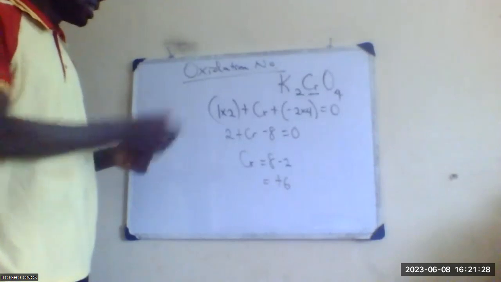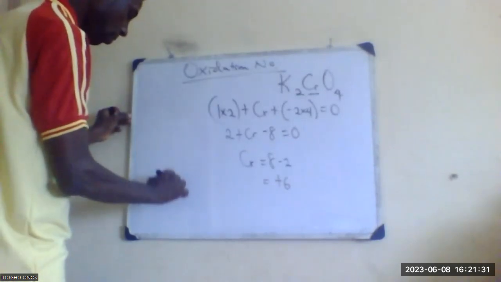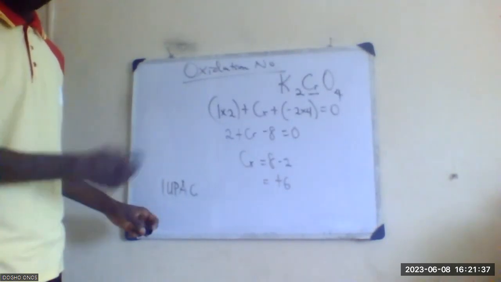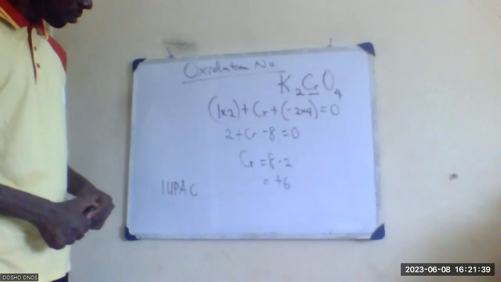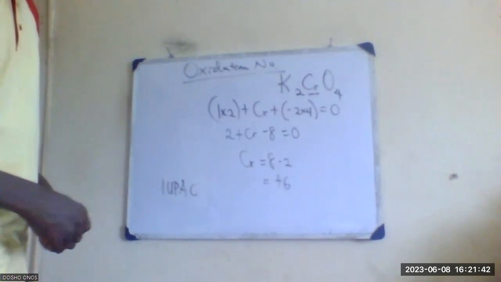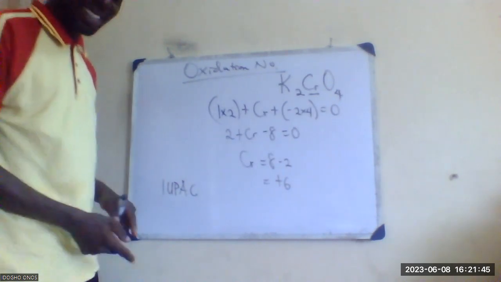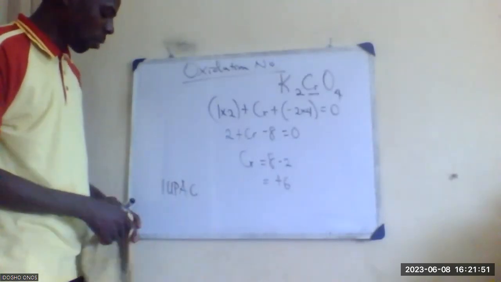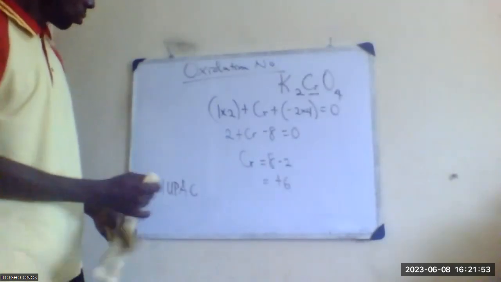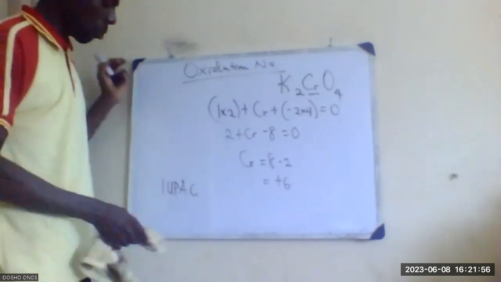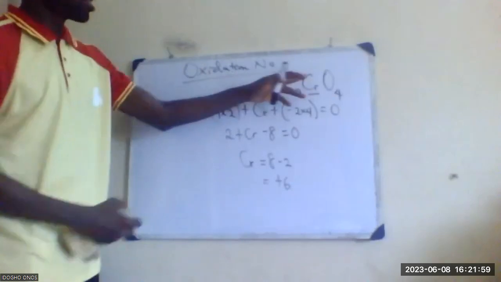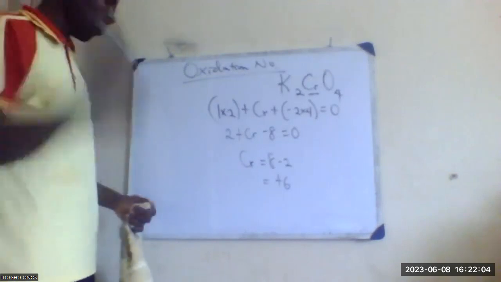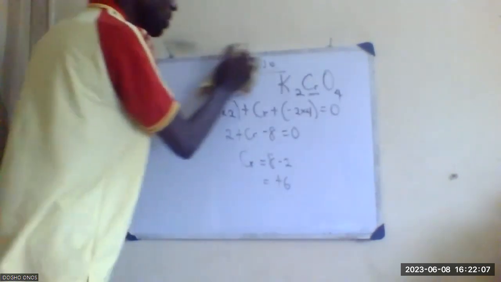Now, like I said, let us link it to IUPAC nomenclature. You know the meaning of IUPAC? International Union of Pure and Applied Chemistry. They are responsible for naming compounds, that's one of their functions. So they name compounds, either organic or inorganic. Is this an organic or inorganic compound? It's an inorganic compound.